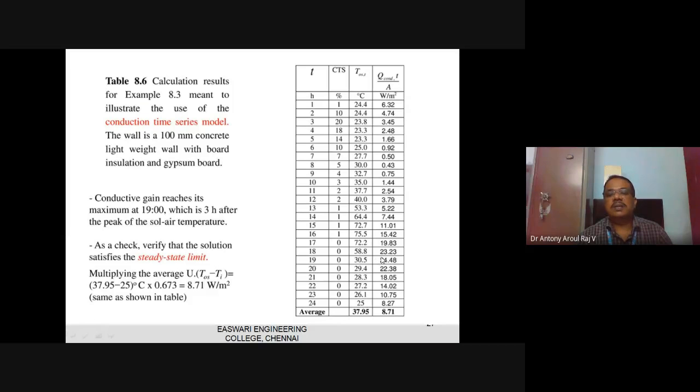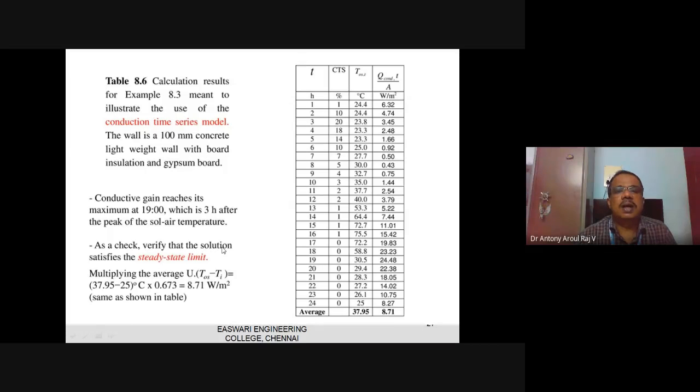So that is there. And all this solar temperature difference, if you club it together, that is total del T, that del T minus 25, multiplied by U value, I should get 8.71. So that is the summation. That is the heat input into the building. This is steady state heat entry. This is equivalent to steady state heat entry.